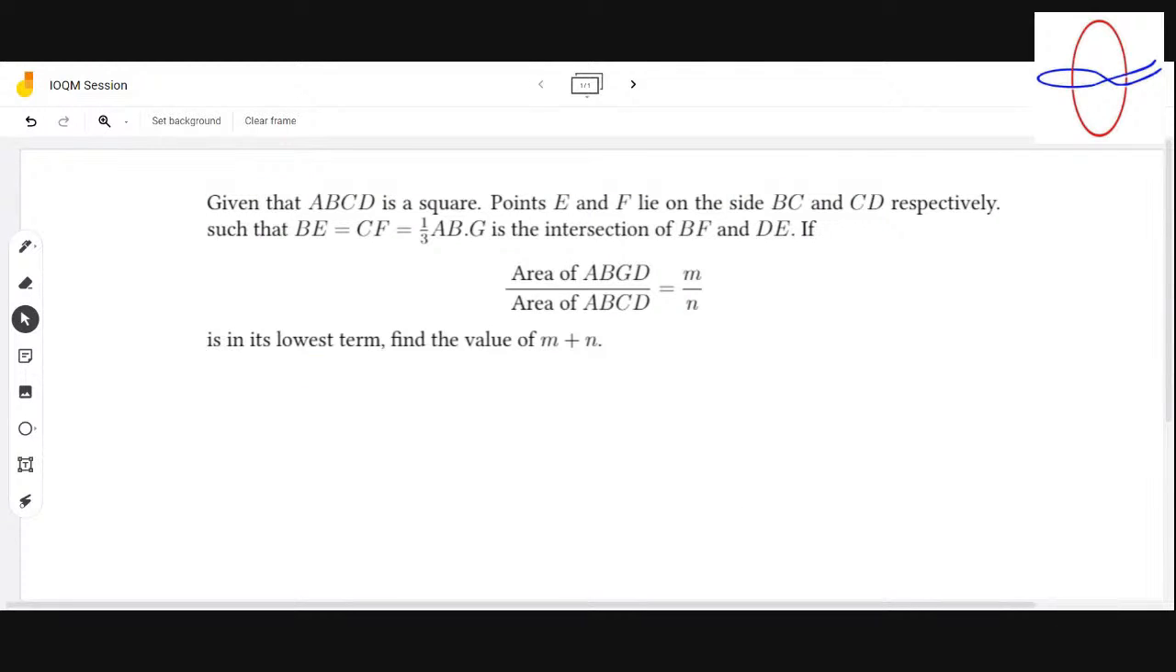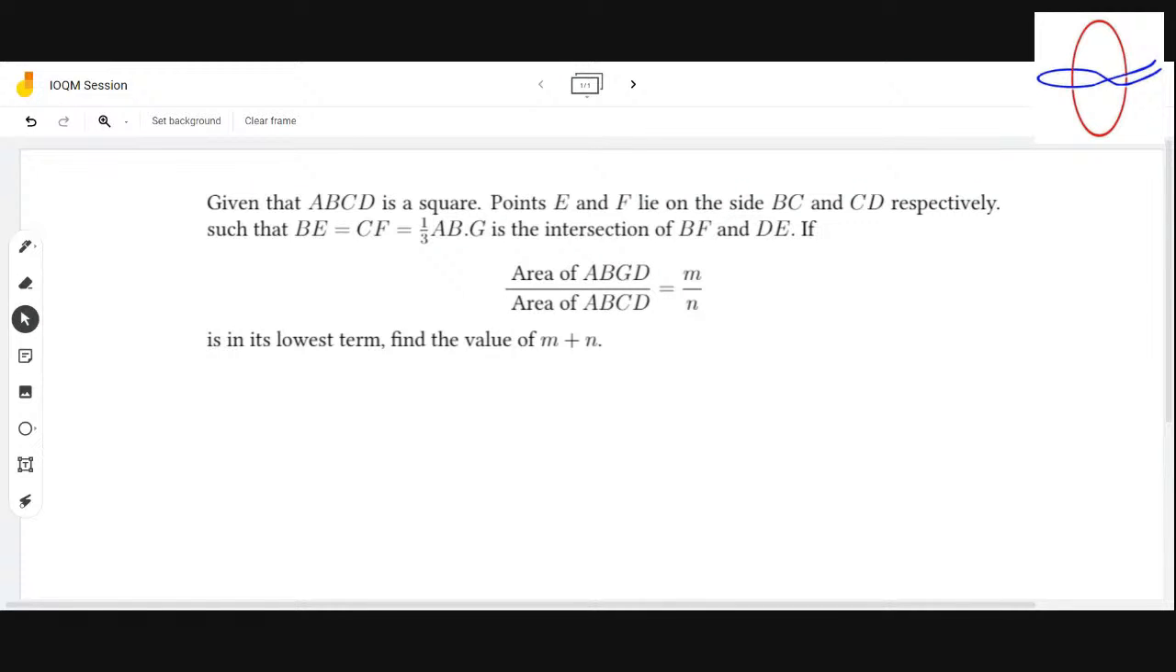The problem asks you to focus on this: suppose ABCD is a square, E and F lie on sides BC and CD respectively, such that BE is equal to CF is equal to one third of AB. Now G is the intersection of BF and DE. If the area of ABGD is M by N times the area of the actual square ABCD, find the value of M plus N. So it's a really basic problem to understand.